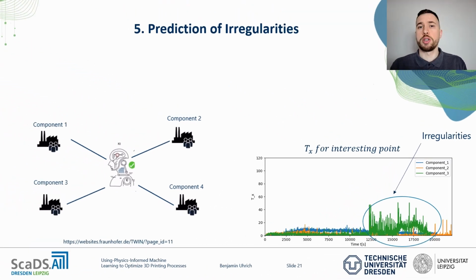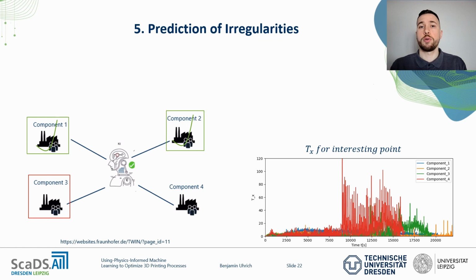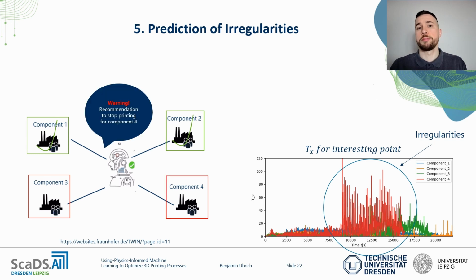At this point, it makes no sense to continue the printing process for part 3. Instead, it should be aborted to save materials and costs. Component 4 will also deform considerably during the printing process, so that the printing process for this component should also be stopped after approximately 150 minutes.